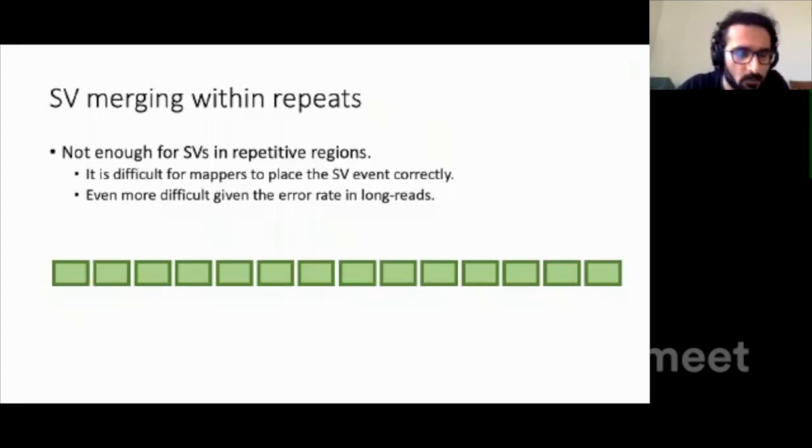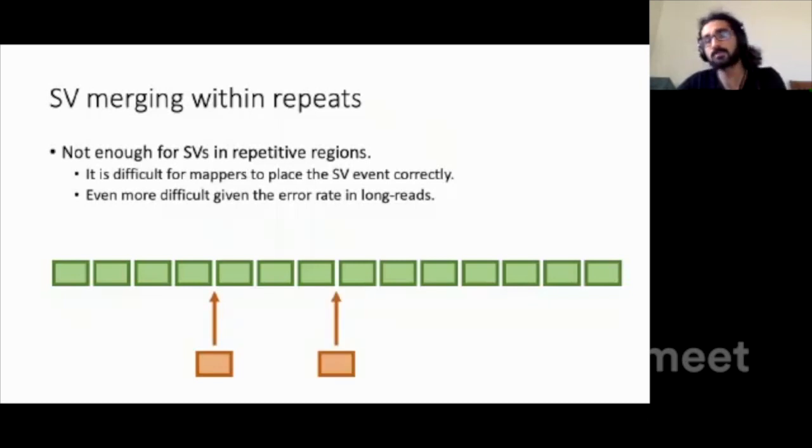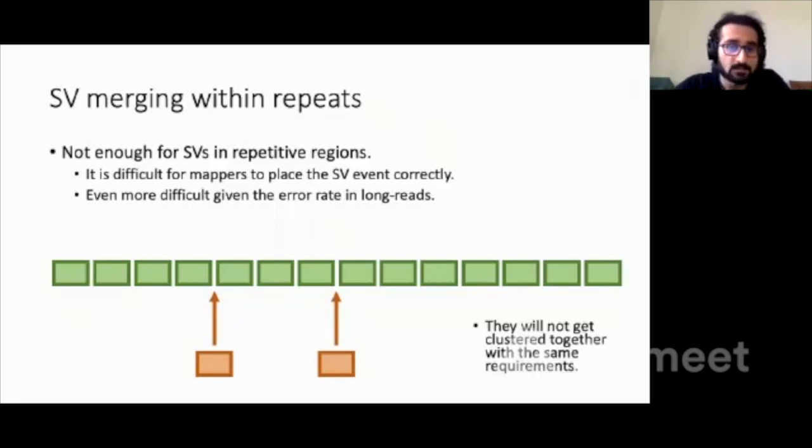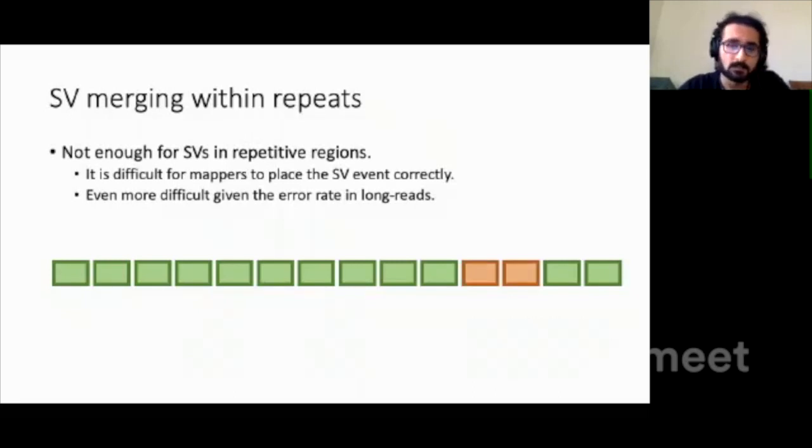Let's say every box here shows a repeat element, and then let's say we want to insert a new one. The mapper could just insert it right where it shows here, or it could insert here as well. It's totally based on the error rate of the long read and how similar those motifs are, so there may be some randomness in this event. And even if they are the same SV, they will never get clustered with the approach I presented before. Likewise, deletions may delete those two bits here or there for the very same events, and then again they will never cluster together. So we'll have this explosion of SVs in these regions.